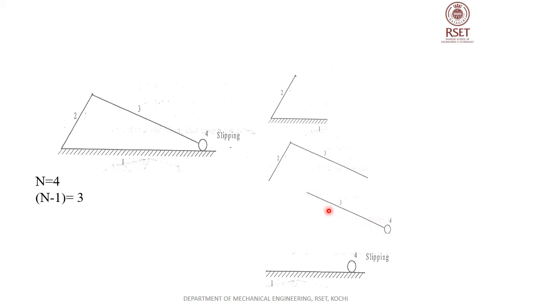3 is a binary link, and 4 is actually a roller which is connected to 3 at this point, and here there will be a pin. There will be a pin, as in the case of a connecting rod and a piston. There is a pin called the gudgeon pin. A similar pin will be there here, where we connect this roller to this link 3.